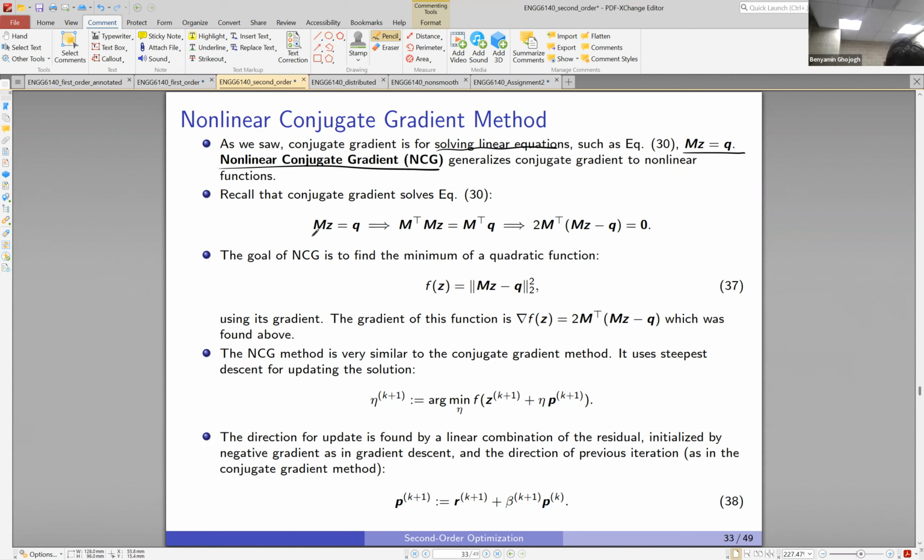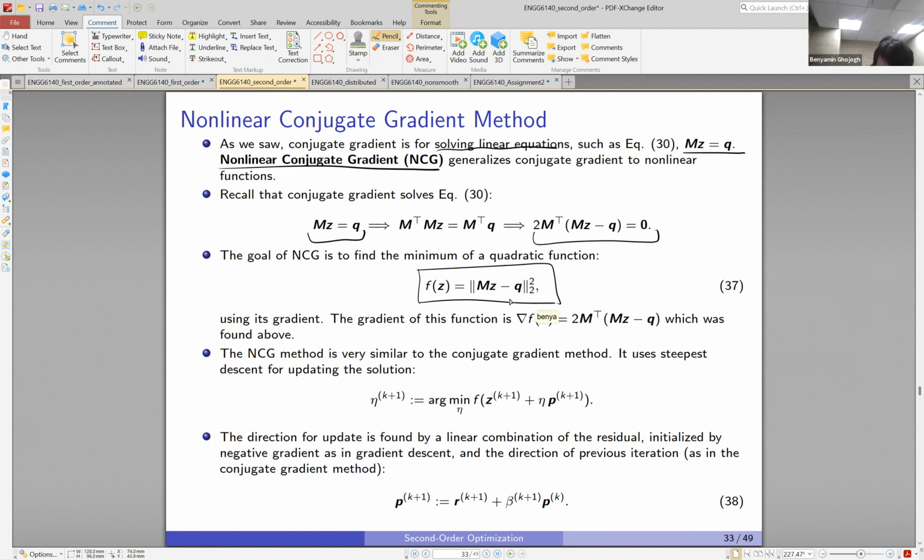And recall this equation 30, Mz equals q. Left multiply this equation by M transpose. You will have M transpose Mz equals M transpose q. Then rearrange this, bring this to the left-hand side, and you will get this: 2M transpose (Mz minus q) equals 0. The goal of NCG is to find the minimum of this quadratic function.